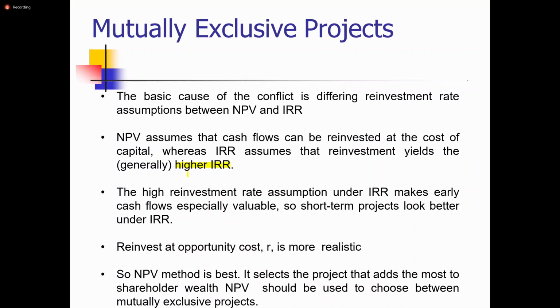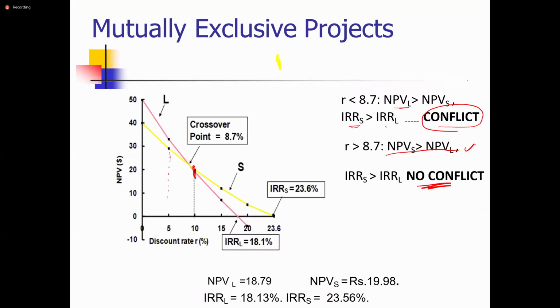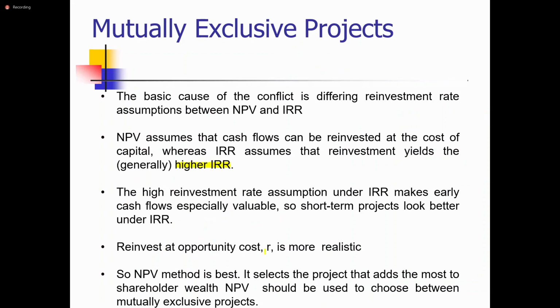When such things happen, you will have difficulty when selecting the project. To overcome this, we can use the modified internal rate of return. Later we will discuss the modified internal rate of return. Then we can apply the modified internal rate of return when there is a conflict, and compare it with the cost of capital. Reinvesting at the opportunity cost is more realistic. Remember that we are using two assumptions, but reinvestment at the opportunity cost, that is the cost of capital, is the more realistic one. When we calculate the modified internal rate of return next, the reinvestment assumption is the cost of capital. So that is the more realistic one.